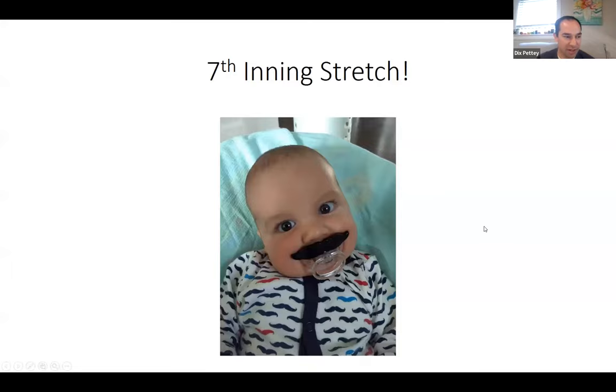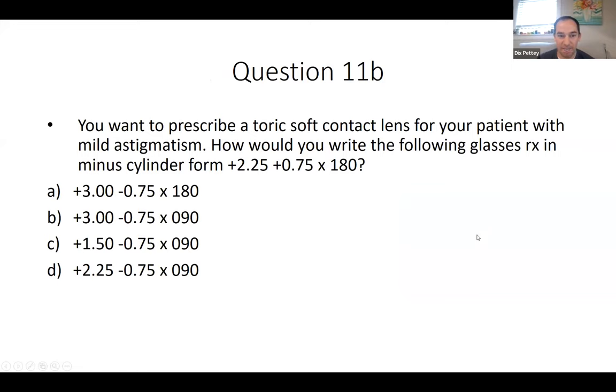All right, so let's go here. I would normally do a seventh inning stretch, but we got to get through all these questions here. So to switch from plus cyl to minus cyl form, exactly what you said, you add the cyl and sphere together. Just make sure you're paying attention to the signs, flip the sign of the cyl, and then change the axis by 90 degrees. And we come up with B.